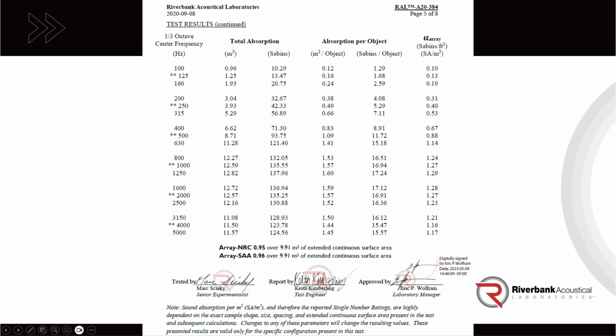So this is how we are presenting these values in our formal test reports. You see we still report the total absorption in square meters and Sabins, and the absorption per object in square meters and Sabins, as we always have. But we're adding this new sound absorption per unit area for the array, the alpha array. Now this is both the Sabins per square foot and the sound absorption per meter squared. This value here is like your sound absorption coefficients for the array, and then the single number ratings are here.